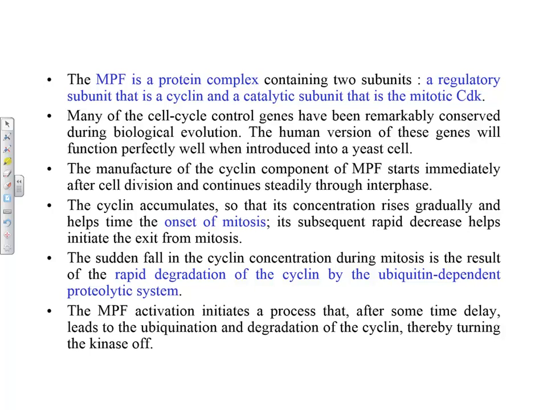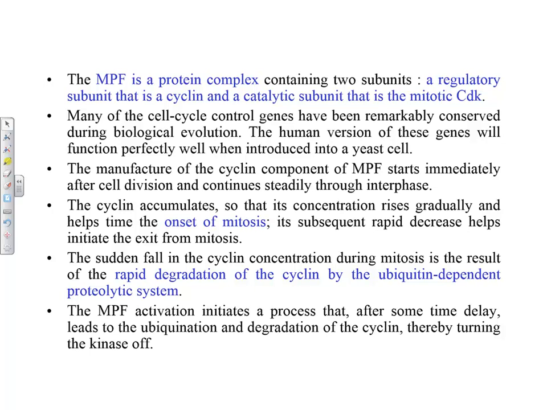And the sudden fall in the cyclin concentration during mitosis is the result of the rapid degradation of the cyclin by the ubiquitin-dependent proteolytic system. Right? You may have forgotten, probably you did not because you took the test. You remember this ubiquitin is a protein that is used to tag something for trashing. Okay, so that's the kind of system that actually is responsible for degradation of the cyclin.